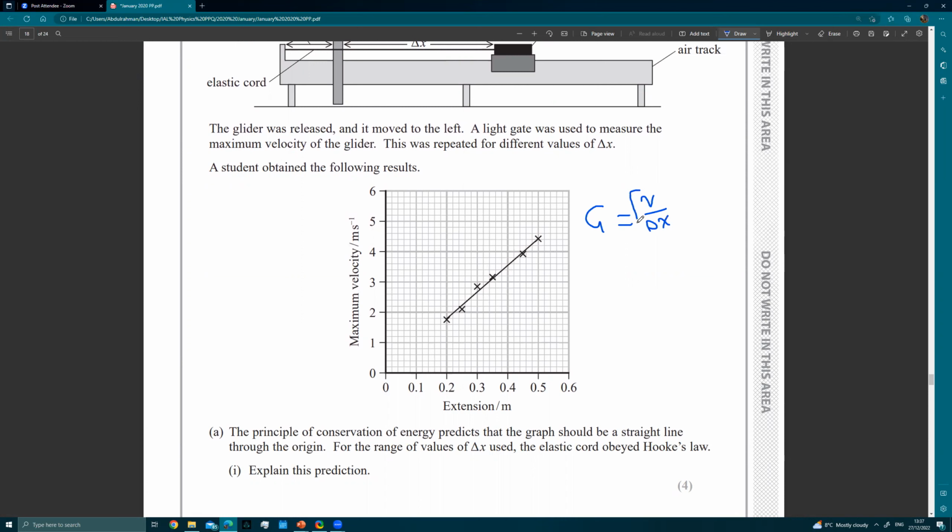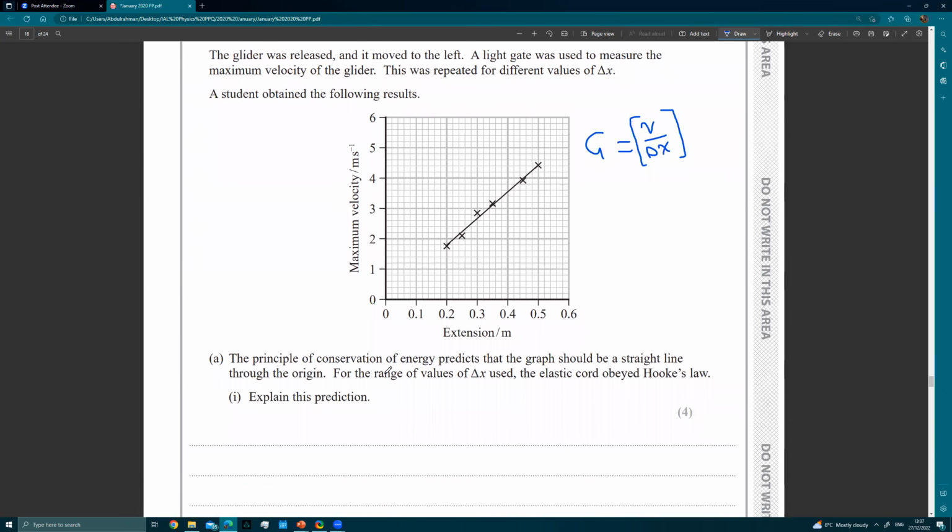It's always important to consider what the gradient of the graphs they give you represents, because most of the time you end up having to use this gradient somewhere later in the question. So gradient is just velocity over extension. And the principle of conservation of energy says energy cannot be created or destroyed, it can only be transferred. So any question that talks about this principle is basically saying use energy transfers, from kinetic to gravity, or in this case, elastic to kinetic.